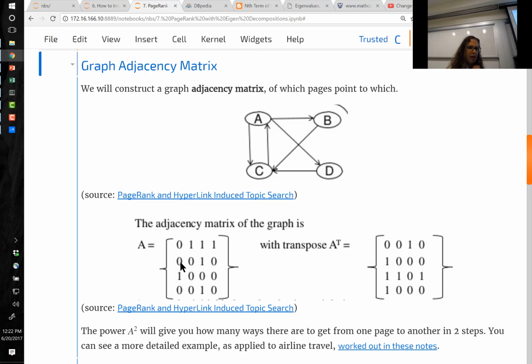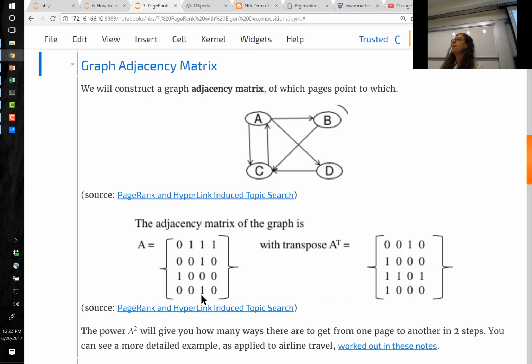Then B only points to C. So the second node is only pointing to the third node. You can see in the second row of this matrix that there's just a 1 in the third spot, but nowhere else. And so that 1 represents B's pointing to C. Down here, C is just pointing to A. And so you can see that we have a 1 in the first spot saying C is pointing to A. C doesn't point to anything else. And then D just points to C. So in the third spot, we've got a 1.